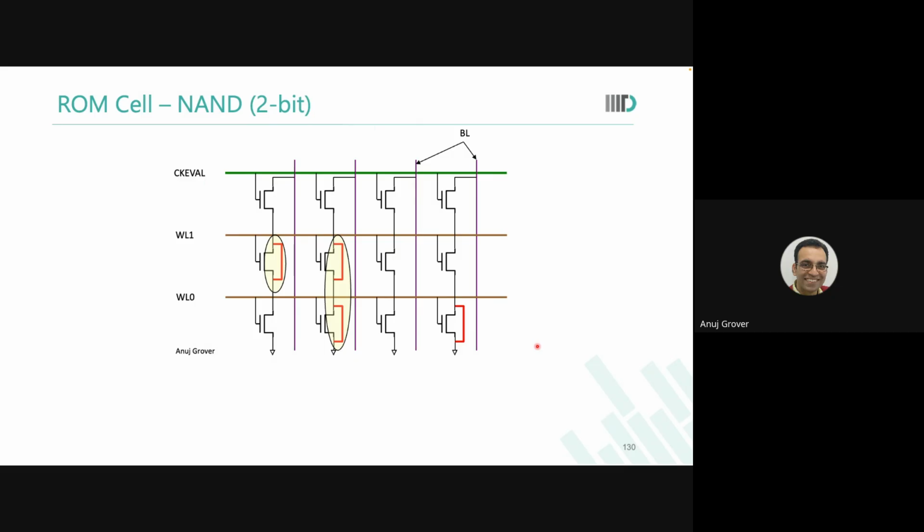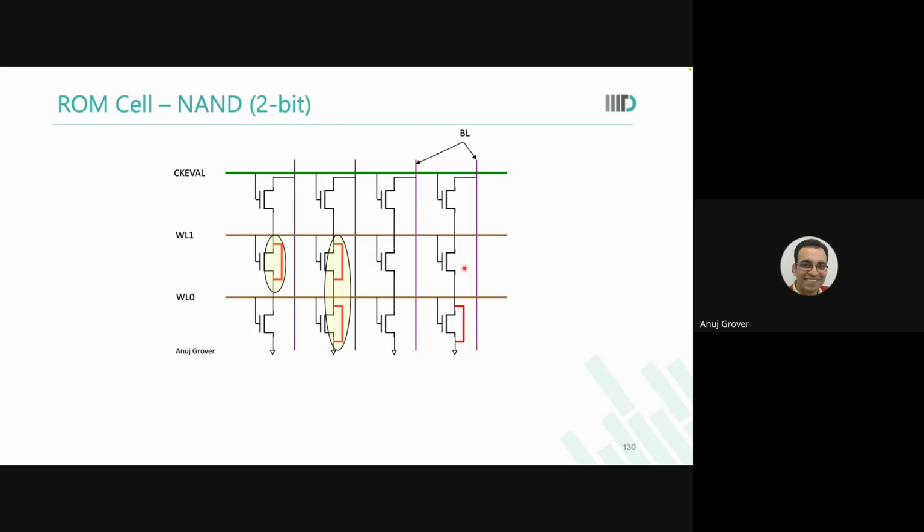What is controlling the bitline discharge? See, word line 1 is 0. What is controlling the bitline discharge? The programmation of which cell? Of the cell on word line 1. The first 2 columns will discharge. The next 2, because word line 1 is 0, they will not discharge. You wanted to read word line 0, but you're reading word line 1.